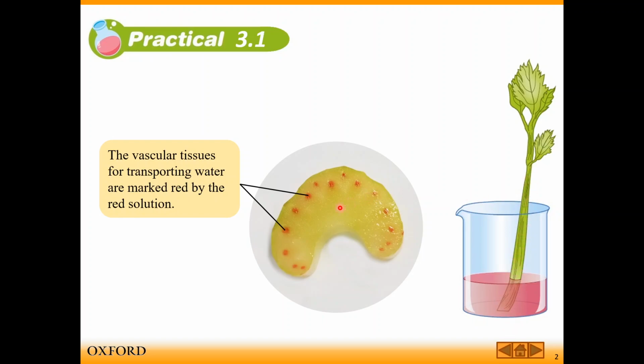So the vascular tissues are used to transport water. The whole sentence is: the vascular tissues are for transporting water. So that is marked red by the red solution. I repeat, you can see the vascular tissue inside the stem. This is a stem. The vascular tissue is inside the stem.